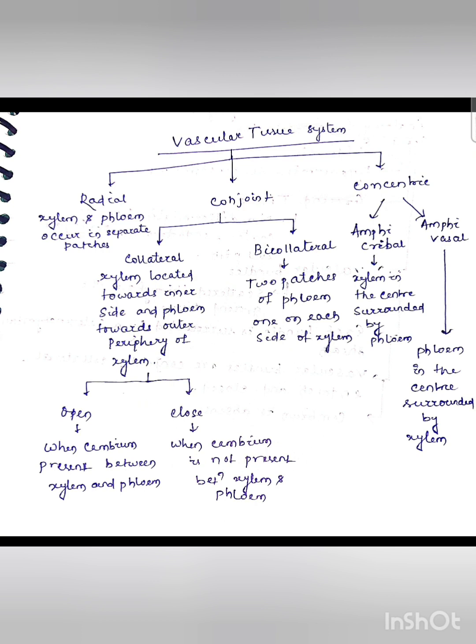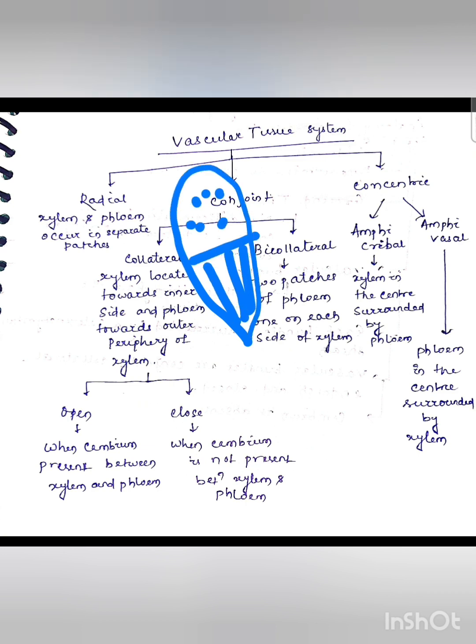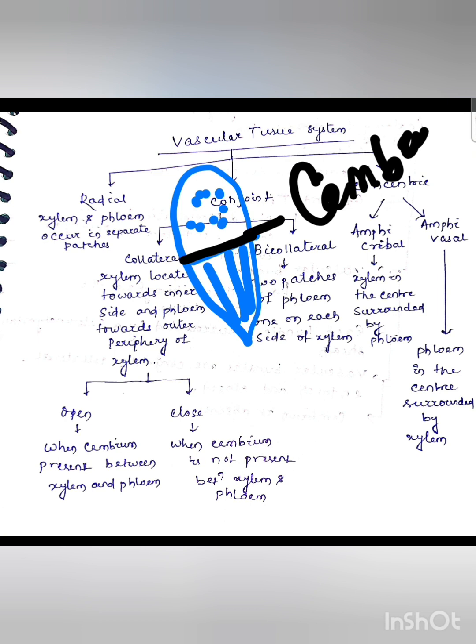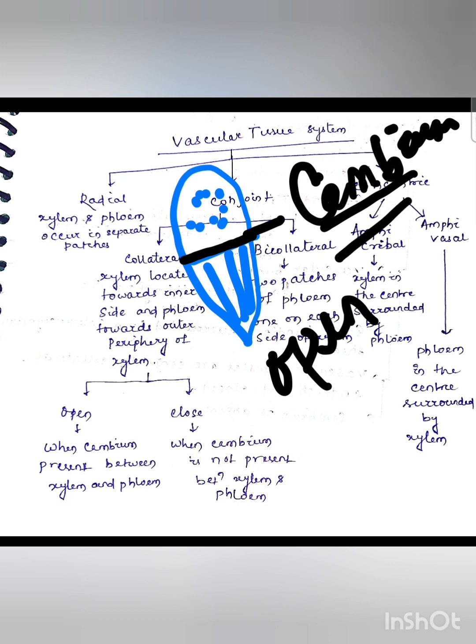Sometimes the collateral vascular bundle is open. Open means there is a cambium ring present between xylem and phloem patch. Cambium, from where the secondary growth occurs. This type of vascular bundle where cambium is present between xylem and phloem is called open type. Sometimes this cambium is altogether absent, called closed type.